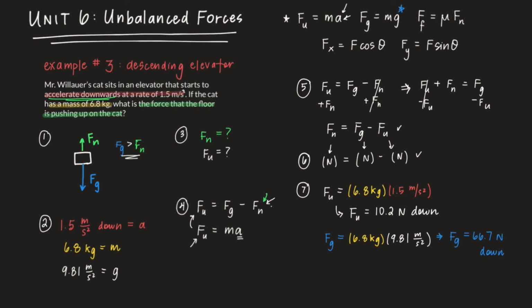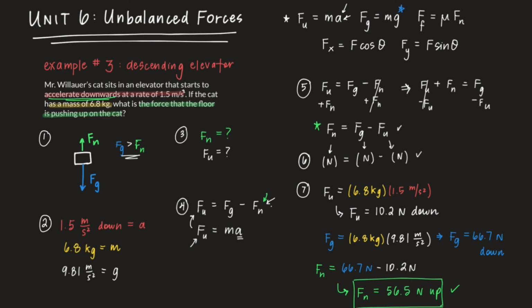So now finally we can find what we're looking for, which is my normal force. I'm going to use that equation that I rearranged. My normal force is going to be equal to the force of gravity, which is 66.7 newtons, and I'm going to subtract my unbalanced force, which was 10.2 newtons. And my normal force acting on the cat is going to be 56.5 newtons. And as always, our normal force points perpendicularly away from the surface, which in this case is just up. So that's my normal force. I have found what I am looking for in the problem.